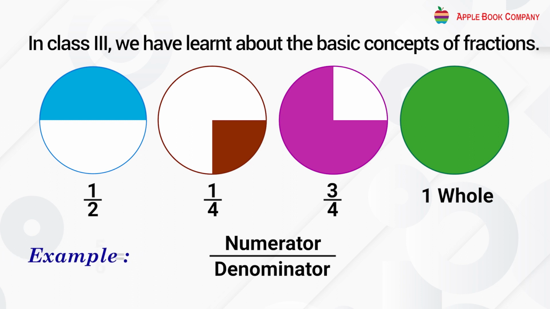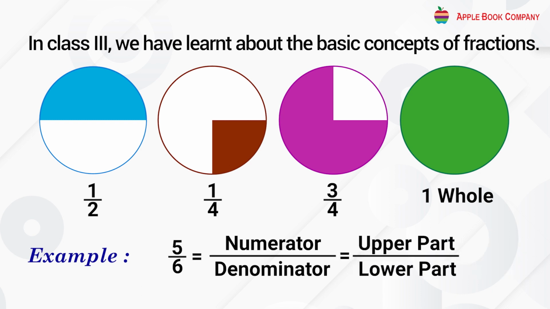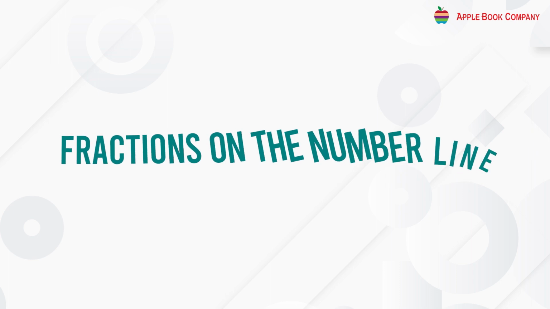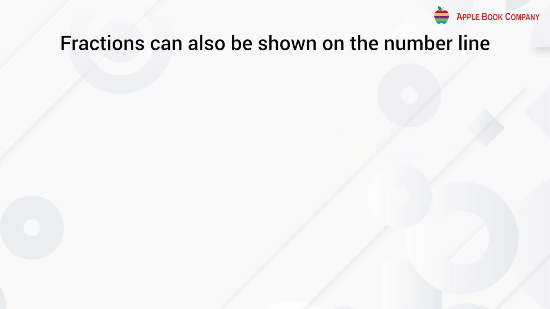For example, 5 by 6. The upper part of a fraction is called the numerator. The lower part of a fraction is called the denominator. Now let's see fractions on the number line. Fractions can also be shown on the number line.